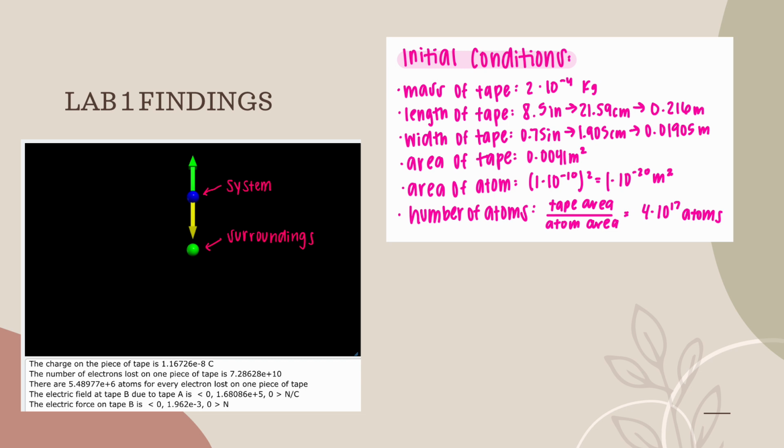So a quick recap of our Lab 1 findings. Again, like I said, the charge on one piece of tape was 1.167 e to the negative 8th, and you can see our system and our surroundings in the diagram on the left. And then I also added again the mass of tape, length, width, and area of tape because we used that in our code from this week as well.